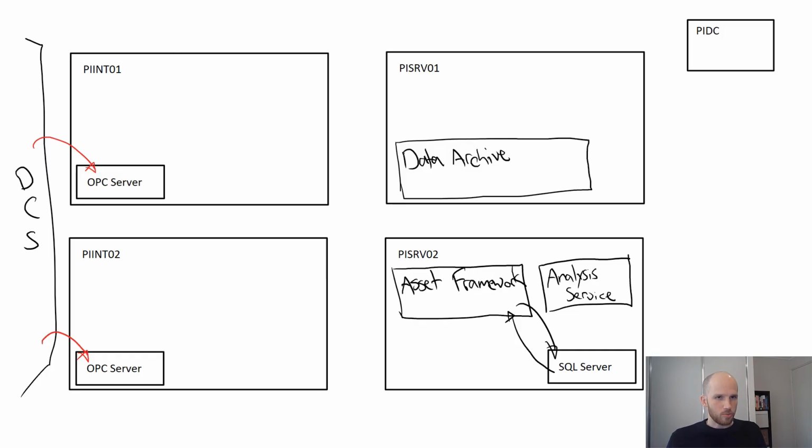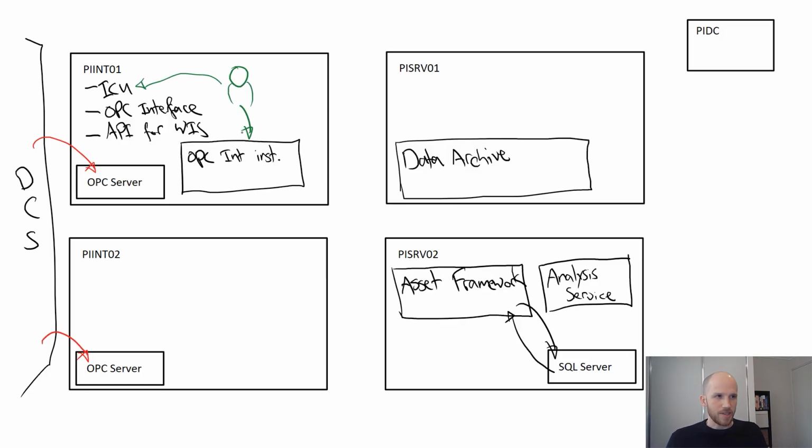We'll install three things on OPC int 01. We'll install the Interface Configuration Utility, or ICU, which is the tool we'll use to configure our interfaces. Then we'll install the interface, and then we'll install the Pi API for Windows Integrated Security, which will allow the interface to connect to the data archive with a mapping, which is what we want. Once all this is installed, we can open up the ICU and configure an interface instance.